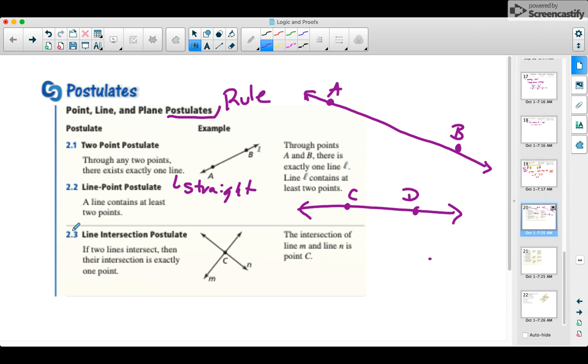All right, intersection postulate. What it says is that if I have 2 lines and they cross at any point, their crossing point is exactly 1 point. It can't be any more than that, can't be any less than that. So if I have 2 lines and they cross, they cross at a point.